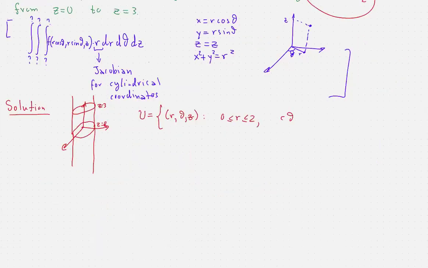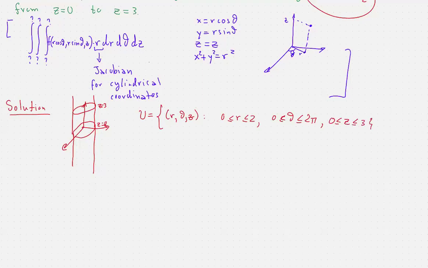One might think that points that have angle 0 also have angle 2 pi, so some points may be described twice, but those points that are repeated correspond to a part of the region that has volume 0. And finally, z is between 0 and 3. Now we have everything that we need.